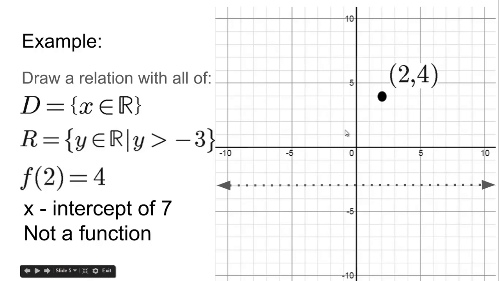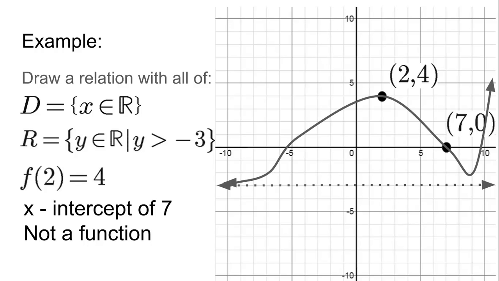So when the input's 2, the output has to be 4. It has to be a point at (7, 0). So the x-intercept is 7. And then we just draw a line. We make sure that we approach that asymptote so that we're everywhere bigger than -3. We make sure we go on forever in both directions and forever up as well. And you can draw virtually anything you want as long as it satisfies those things.